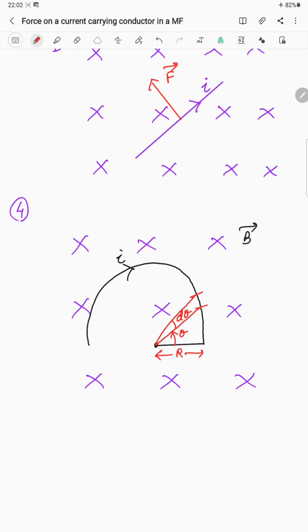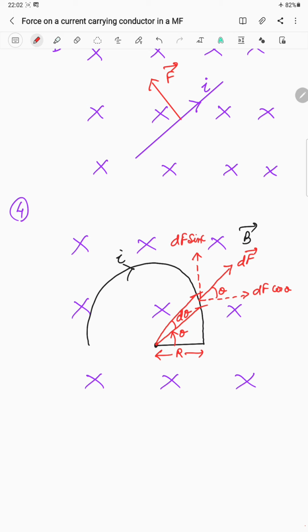Now this dl will experience a force in which direction? Using the right hand thumb rule, you can easily find out. It will experience a force in this direction, dF. Now this dF can be resolved into 2 components. I resolve this dF into 2 components. This will be theta, and this will be your dF cos theta, and this will be your dF sin theta.